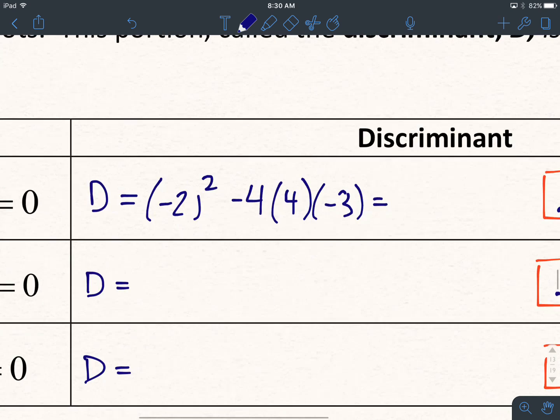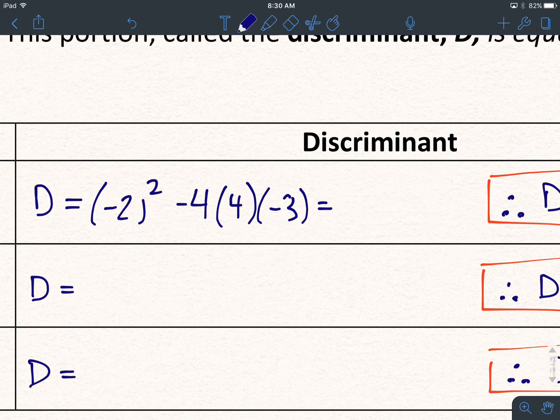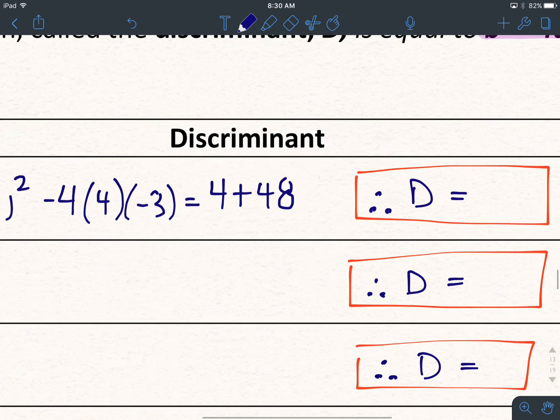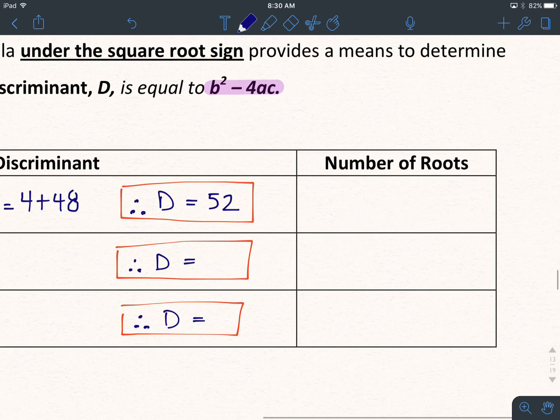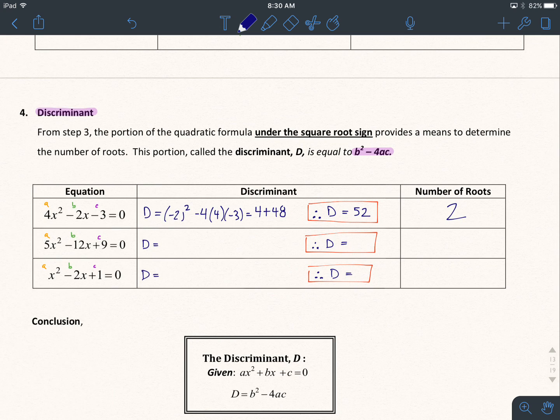And let's work this out a little bit at a time here. So that's going to be 4 plus 48, and that's going to give us a discriminant value of 52. And as we know from above, this tells us that there are going to be 2 real roots for that particular question. So with a positive discriminant, we have found that there are going to be 2 real roots.